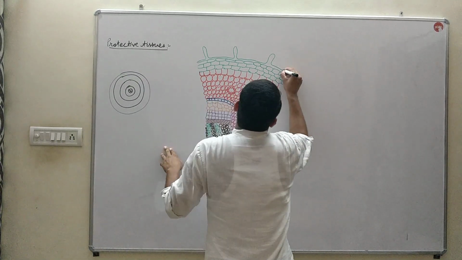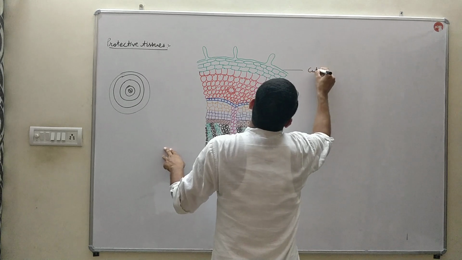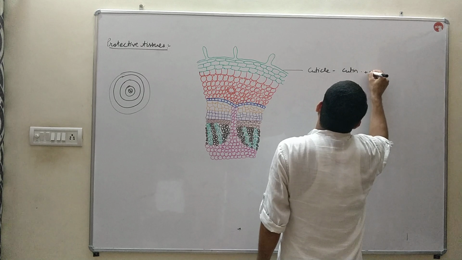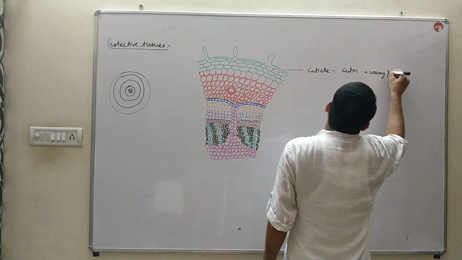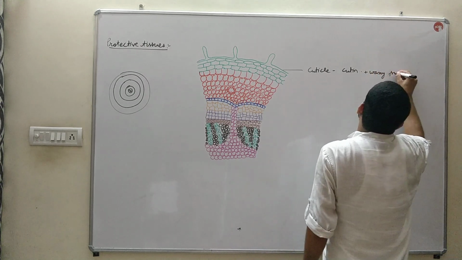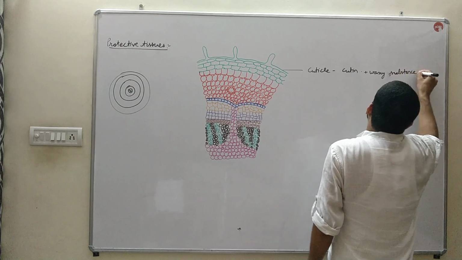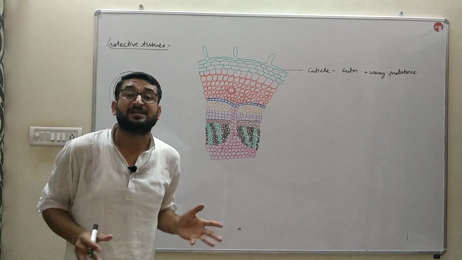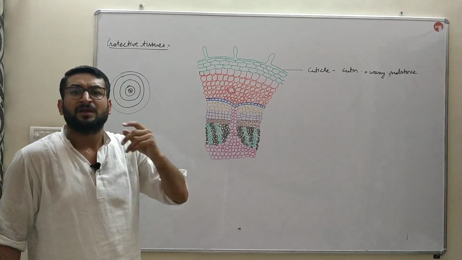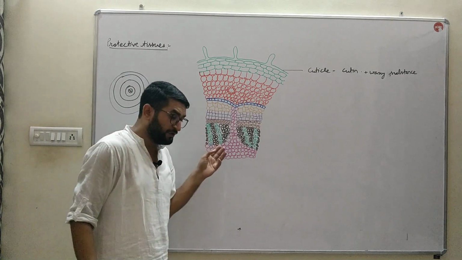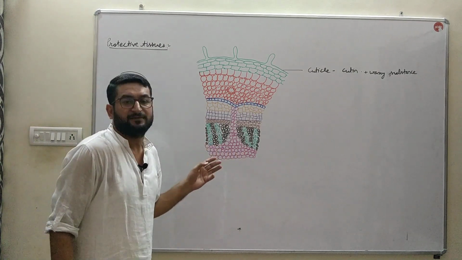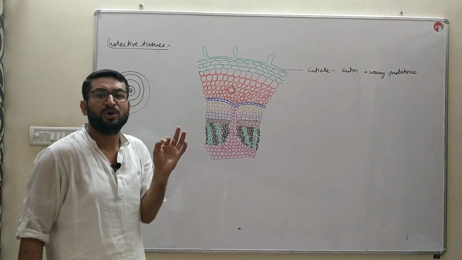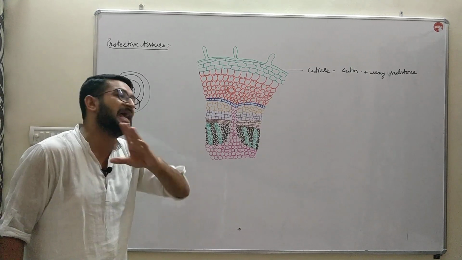So the first one here is cuticle. Cuticle is a layer which is made by cutin and a waxy substance. Cutin is a protein, which combines with a waxy substance released by epidermis, that we will study, and forms a waterproof layer, that is cuticle. Cuticle is a waterproof layer that does not allow the water to cause or pose any harm to the plant parts.